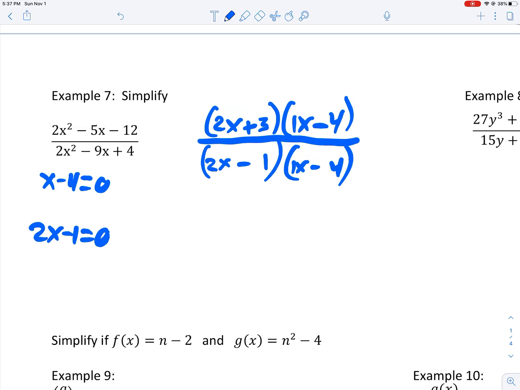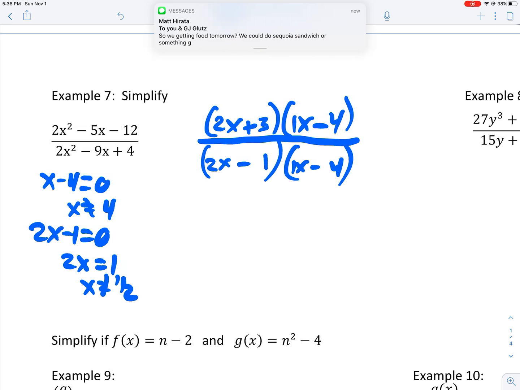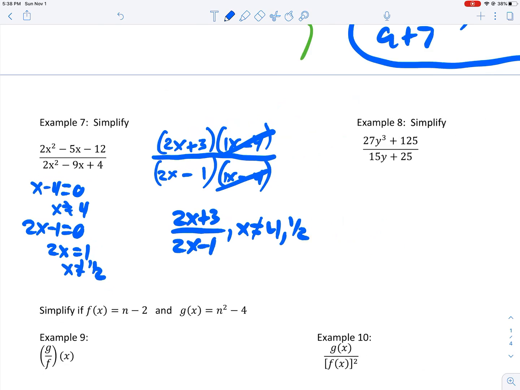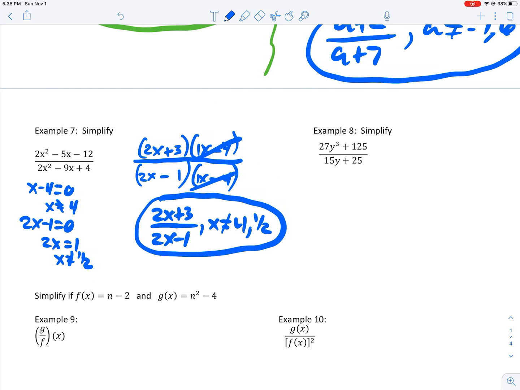This will give us our excluded values, what x cannot equal, because then our denominator would be equal to 0. So subtract or add 4, divide by 2. So x can't equal 4 or 1/2. Do notice that they share x minus 4, so those reduce. So 2x plus 3 over 2x minus 1. And x cannot equal 4 or 1/2. And that would be your simplified answer. Okay, number 8.